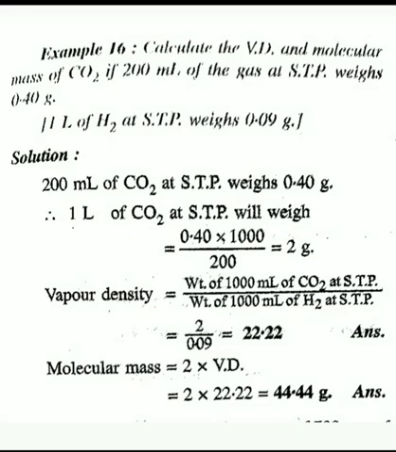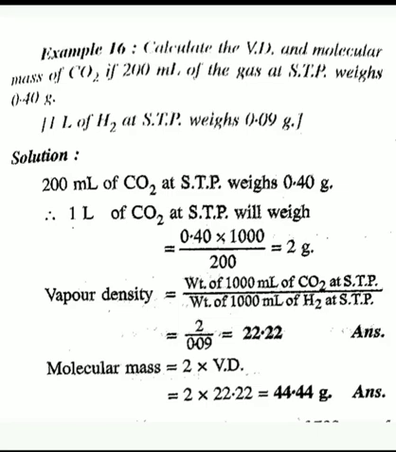Calculate the vapor density and molecular mass of carbon dioxide if 200 milliliters of the gas at standard temperature and pressure weighs 0.40 gram. Remember that question? You have to find out the vapor density. Already you know that 2 into vapor density is equal to molecular mass. Now to find vapor density: vapor density is equal to molecular mass divided by 2.